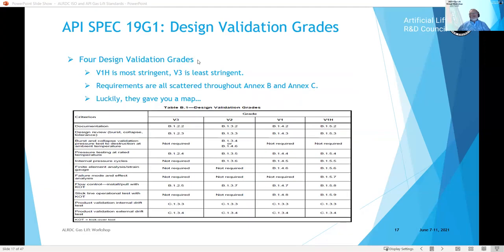Here we have some additional information under the design validation grades. V1H is the most stringent, V3 is the least stringent. The requirements are scattered throughout annexes B and C, and here's a roadmap that guides you to the appropriate paragraphs for the particular tests that are required. So there's documentation, design review, pressure test to destruction, pressure test at rated temperature, internal pressure cycles, finite element, and so on.